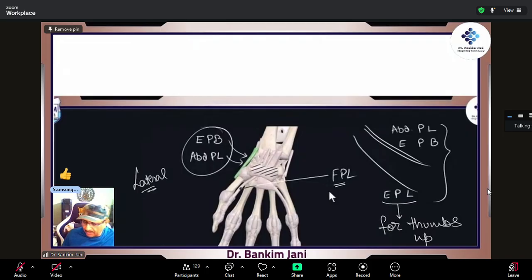Okay. This extensor pollicis longus is just because it will be on the extensor side. But what is this space called? This space is the anatomical snuff box. So do remember that this is the anatomical snuff box. It is present even in your hand. You won't be watching it here. It is upside down, it is over here.